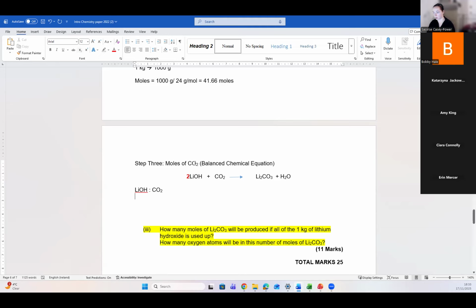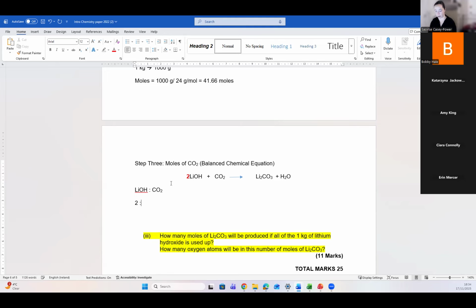Okay, so can someone tell me what the balanced chemical ratio between those two is? 2 to 1. Exactly. Okay, so we have 2 to 1. So what that means is two moles of our lithium hydroxide reacts with 1 mole of CO2.